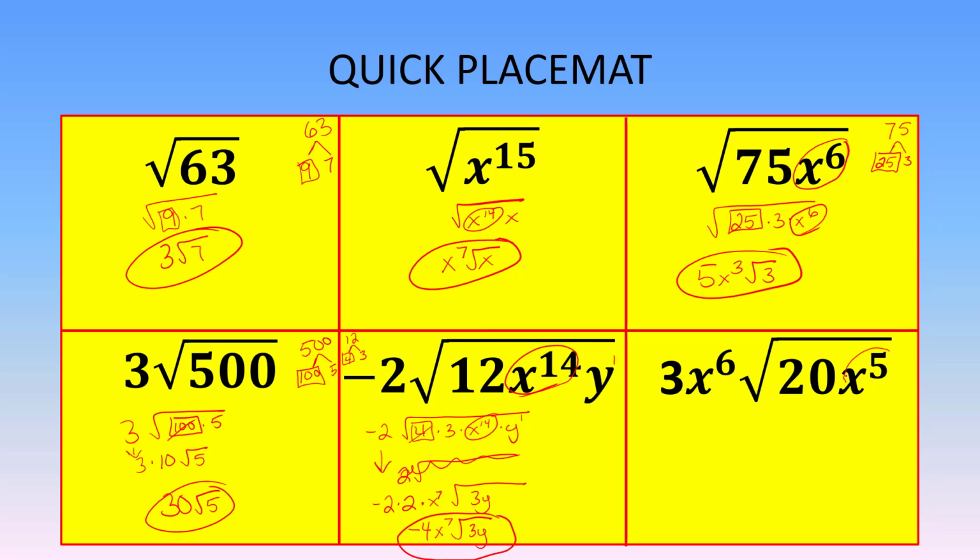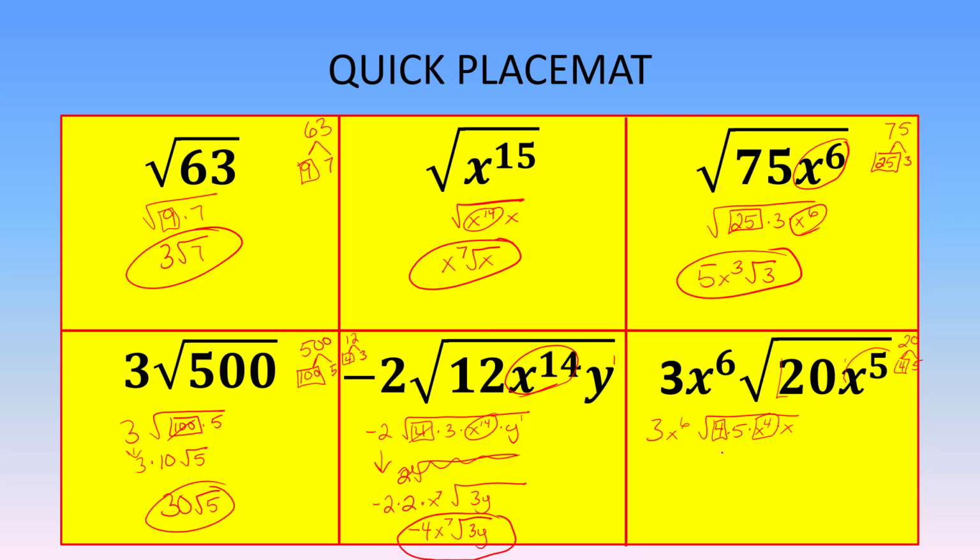I have an odd number of powers. So we're going to have our odd number of x's. We're going to have to do something with that. And I have a 20. So 20 factors down to 4 and 5, where 4 is a perfect square. So we have 3x to the 6 root 4 times 5 times x to the 1 less to give me an even number of powers times x. All right, 4 is a perfect square. X to the 4th can be simplified.